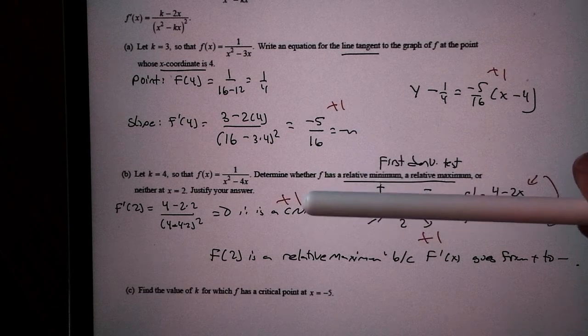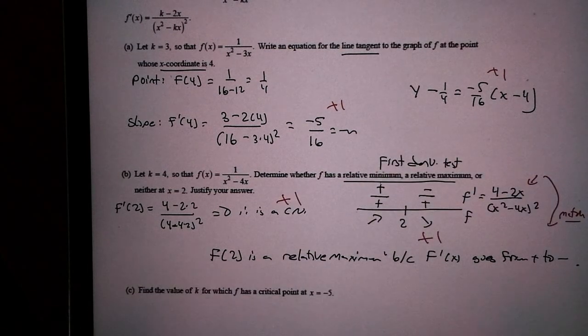So if you don't have your sign chart, you can lose this full credit right here because you have nothing to back it up. They'll think of it like, oh, they just guessed. So always have your sign charts there to back up your work.